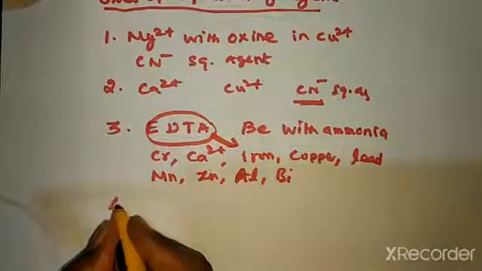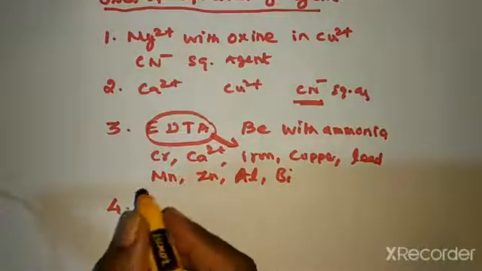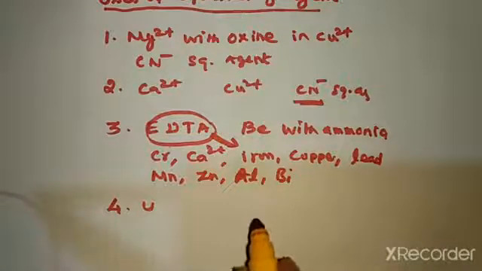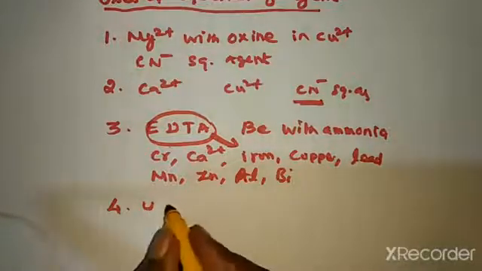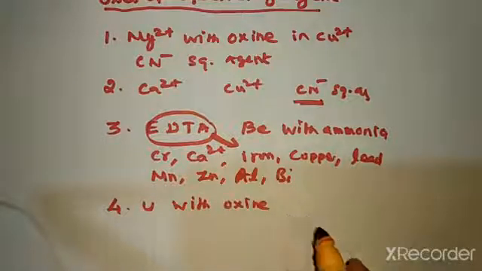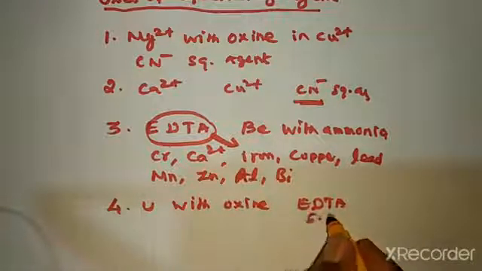And the fourth one: uranium can be separated from numerous other ions by precipitation with oxide from an EDTA solution at pH 5.3. So when uranium is present along with other ions, we can estimate it by using oxide. In this also we can eliminate other ions. We can use EDTA at a certain pH, that is 5.3.